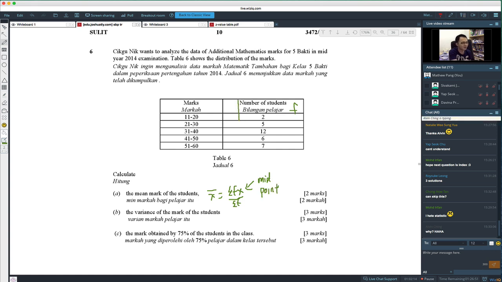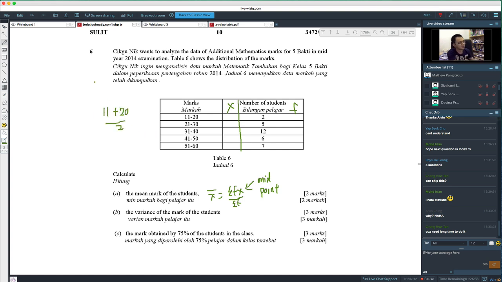Then I can multiply by f. So the midpoint is very easy. You just take the lower limit plus the upper limit, divided by 2. So it's just something like 11 plus 20 over 2. Then you can get the midpoint. So you just use the calculator, and the calculator will tell you it's 15.5. Divide by 2, yeah, this one is 15.5. Oh my god, my writing is so ugly.